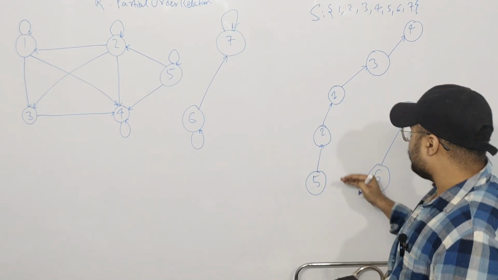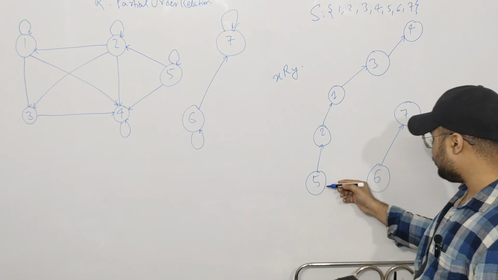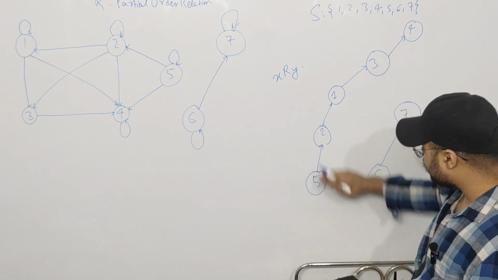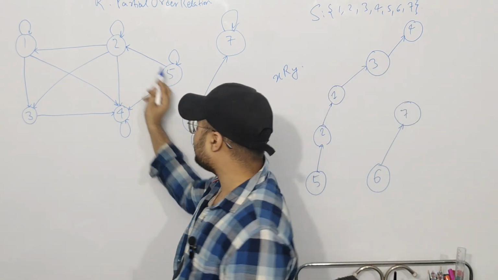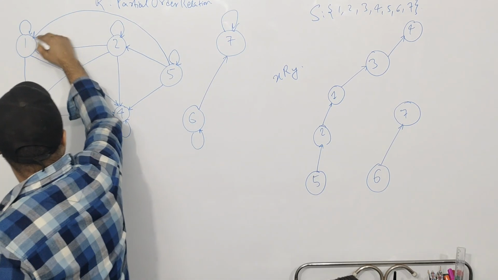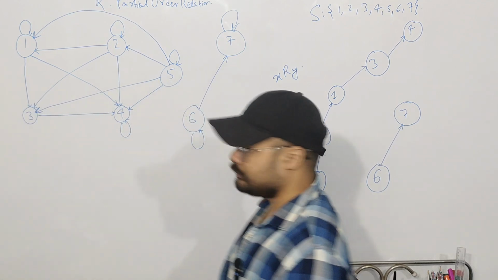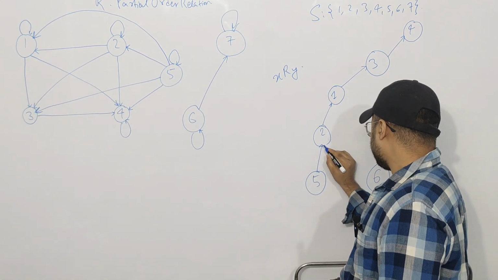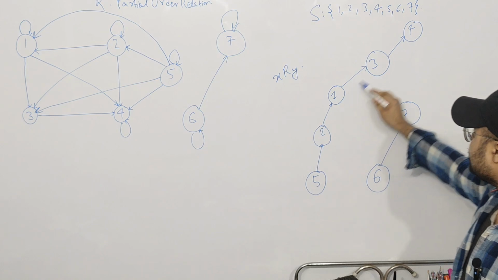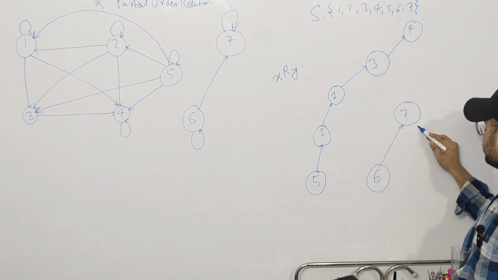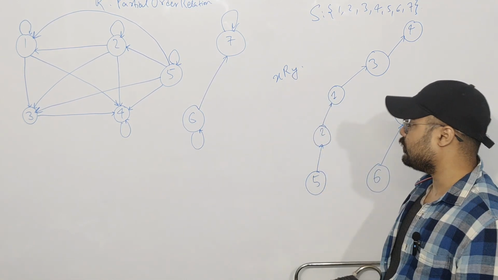Now, when do you say that X is related to Y from a Hasse diagram? It's very easy. If you have an upward edge, so 5 is related to 2, 5 is related to 1, 5 is related to 3, 5 is related to 4. Similarly, 2 is related to 1, 2 is related to 3, 2 is related to 4. 1 is related to 3, 1 is related to 4. 6 is related to 7. So if there is an upward edge from X to Y, then X is related to Y.